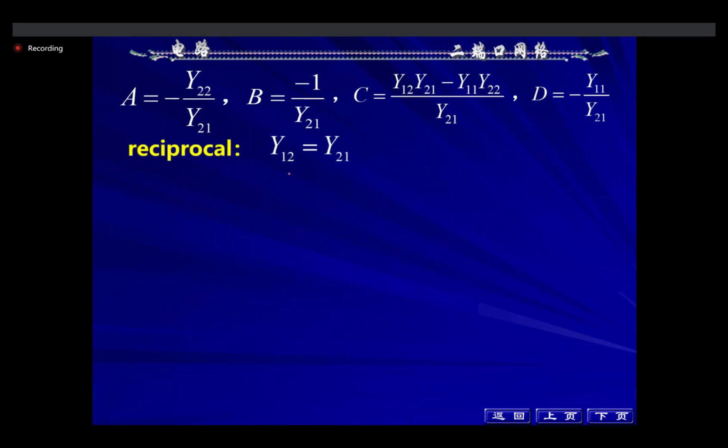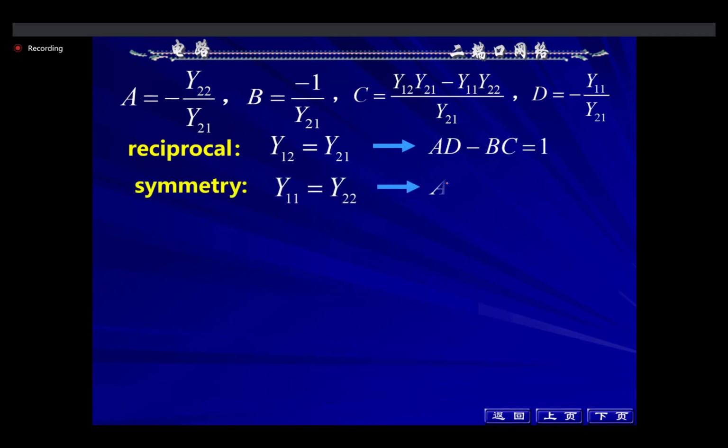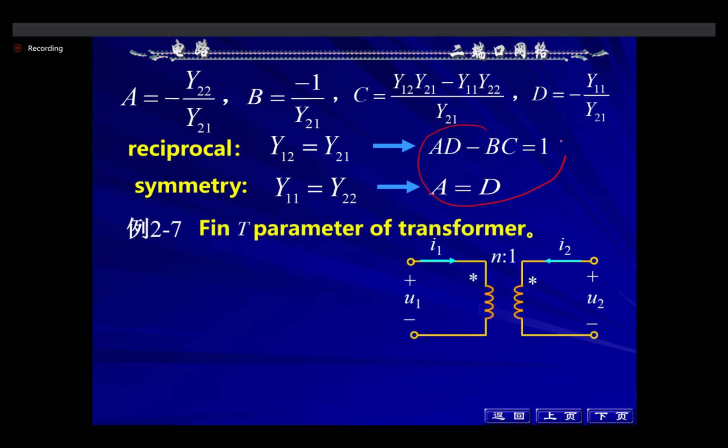For the reciprocal, it is Y12 equal to Y21. So we can get the reciprocal and the symmetry condition for the T parameter. This is for the T parameter.